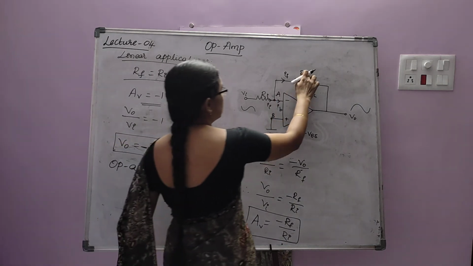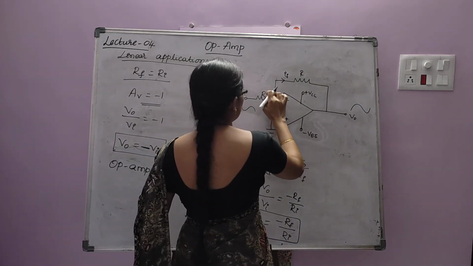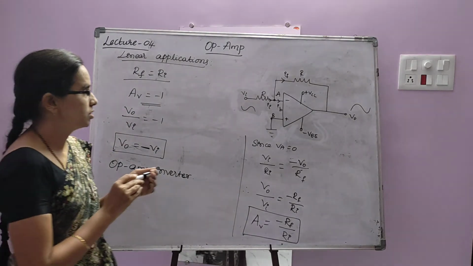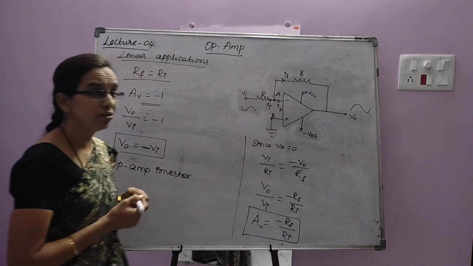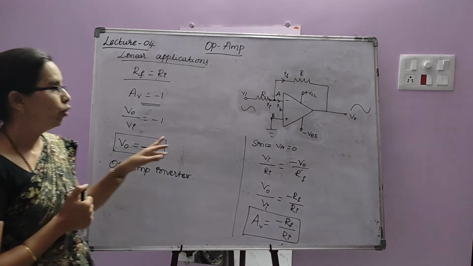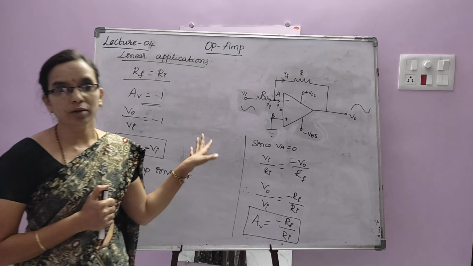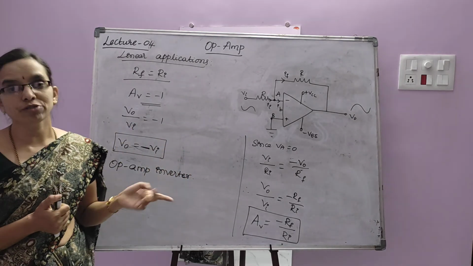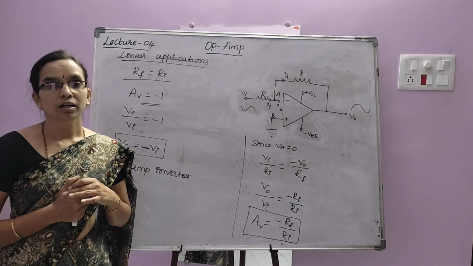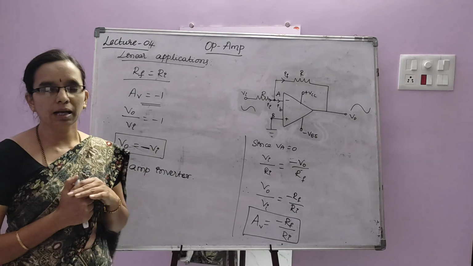So here I will make an op-amp inverter circuit. Both I will make R only. Both the resistance values are R only. This is the circuit of an op-amp inverter. So in this case the output will be equal to the input. The only thing is it will be out of phase by 180 degrees. So this is one of the applications derived from the inverting amplifier.